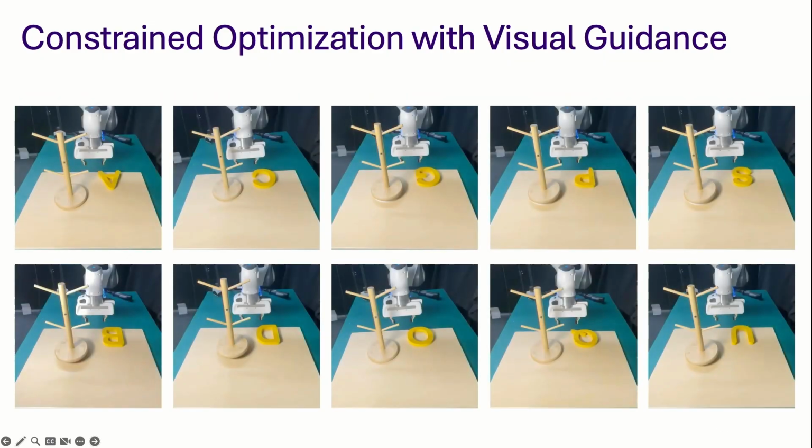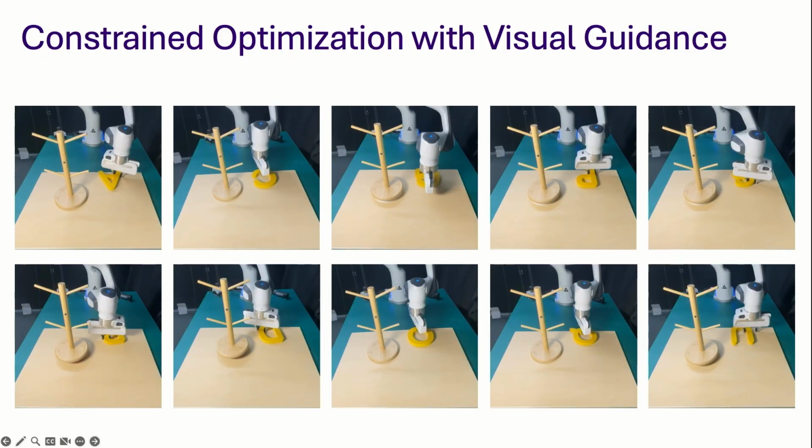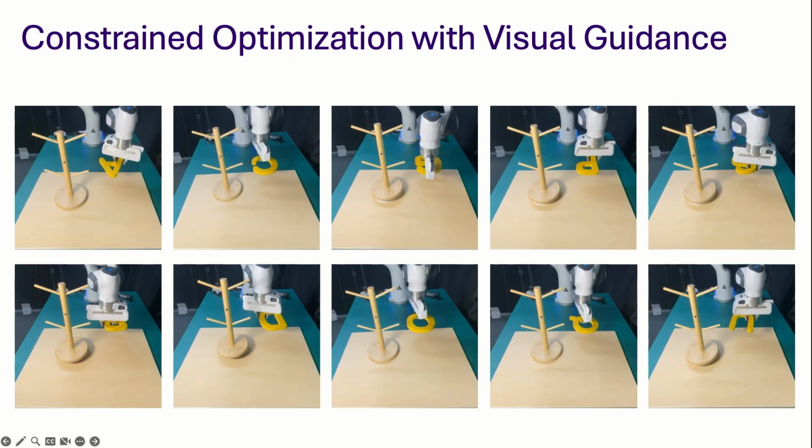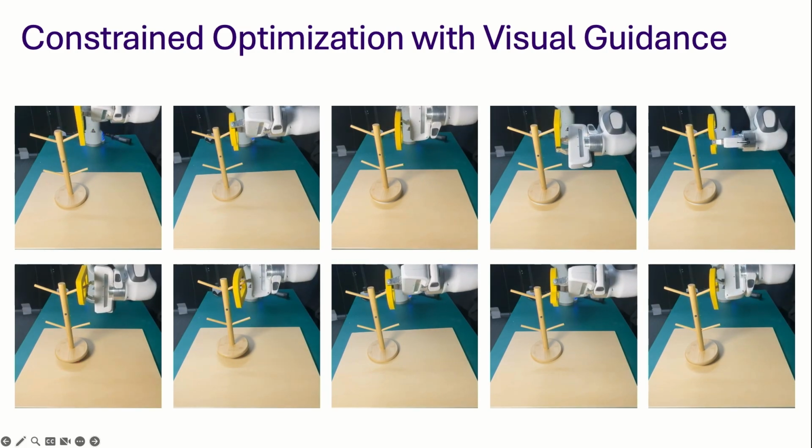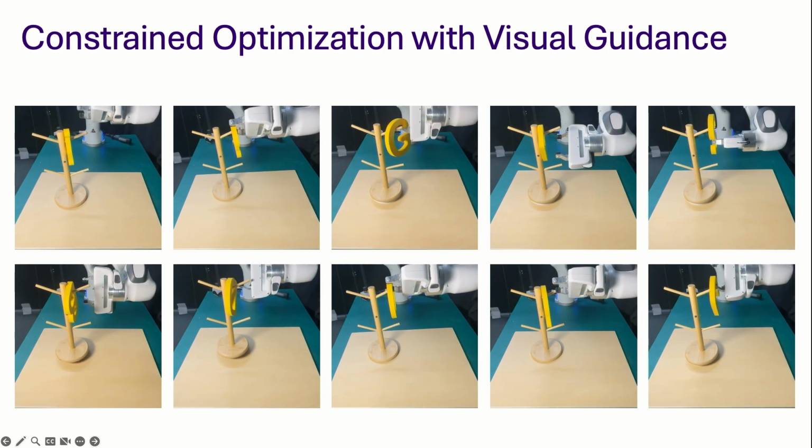To really showcase the generalization capability of this kind of system, we pick a dataset of different kinds of alphabetical shapes. Here you can see the algorithm automatically picking different grasping poses and different hanging poses, depending on the global shape of the alphabetical shape, and then trying to successfully hang them onto the mug tree.